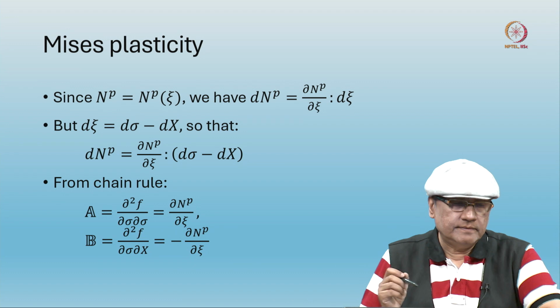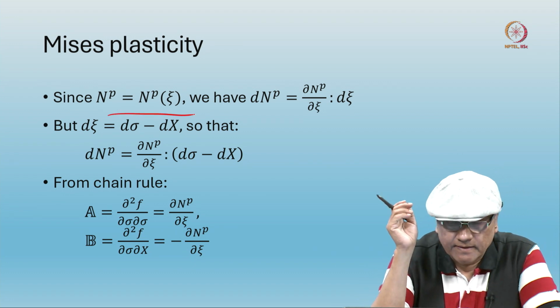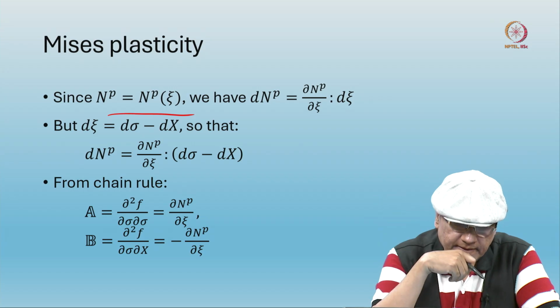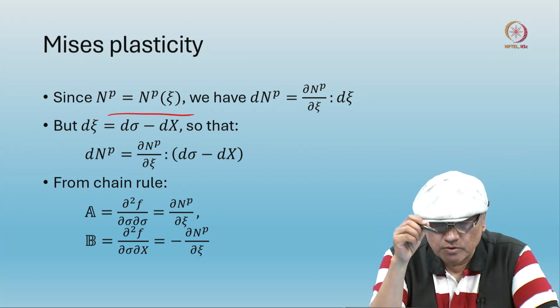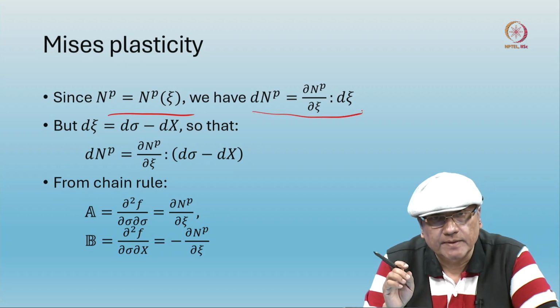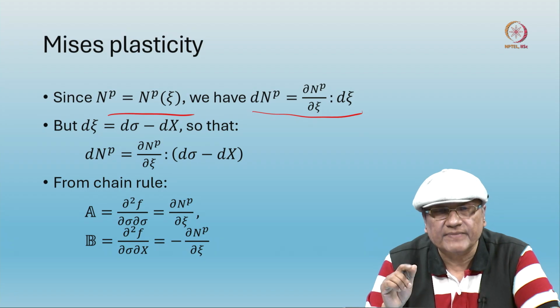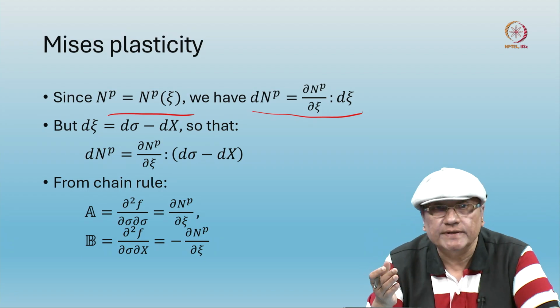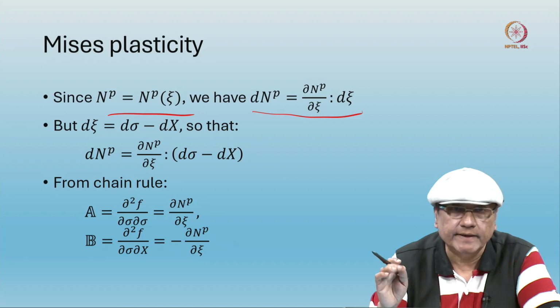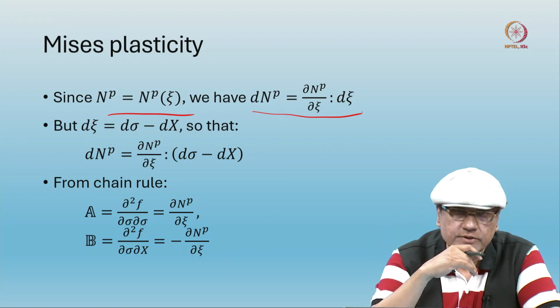Now NP is basically a function of xi. So basically we can write dNP as del NP by del xi d xi, in a general setting when dNP is not 0. We will see when dNP is 0, we will come to that also.